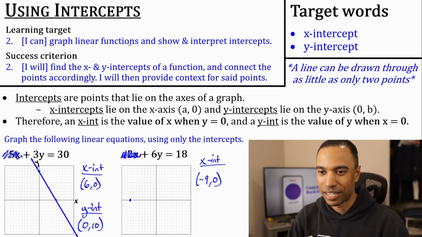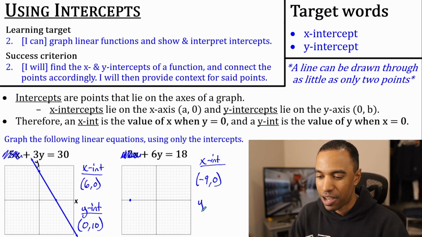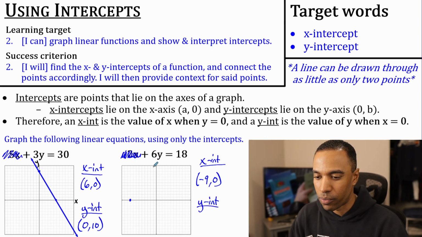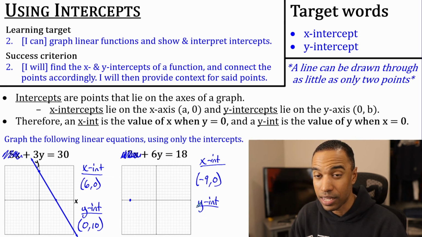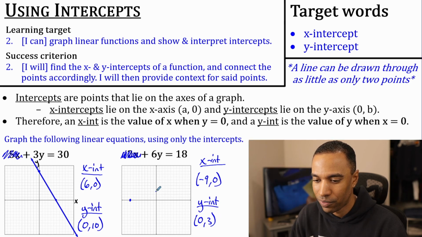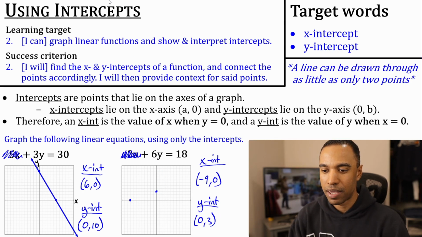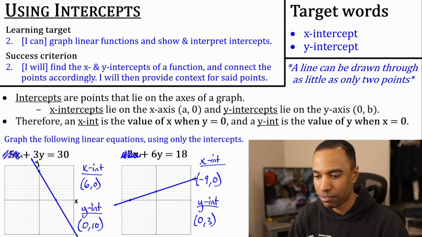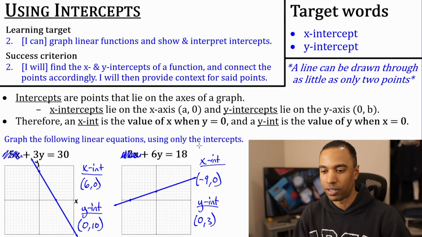And then find the y-intercept by setting x equal to 0. I love to be able to just do that. 6y equals 18, therefore y equals 3. So when x is 0, y equals 3. 0 comma 3 is right there. 2 points make a line. Let's go ahead and make that line for ourselves. And boom, there is that line.